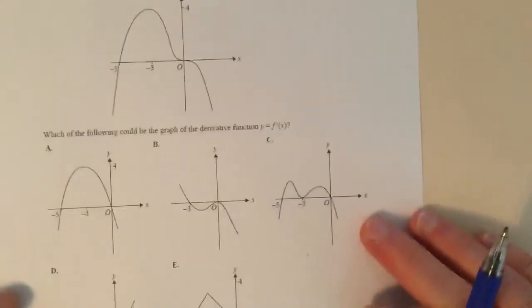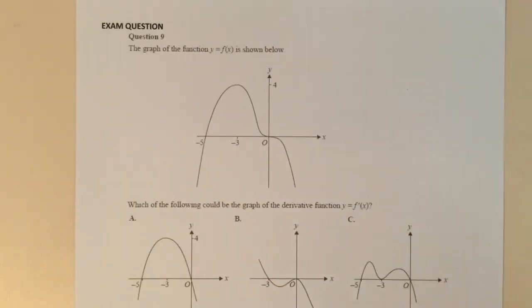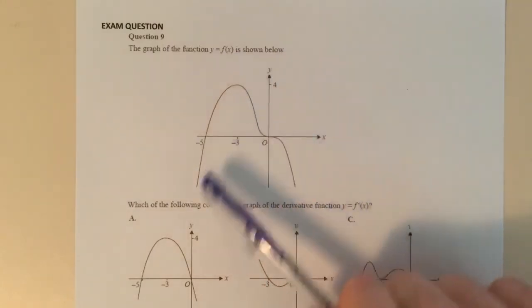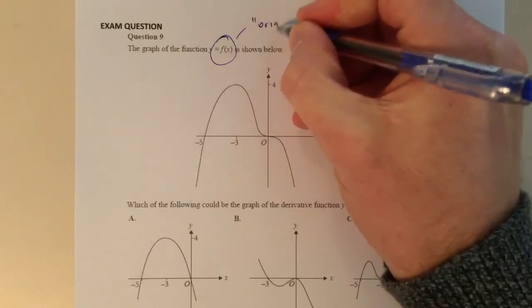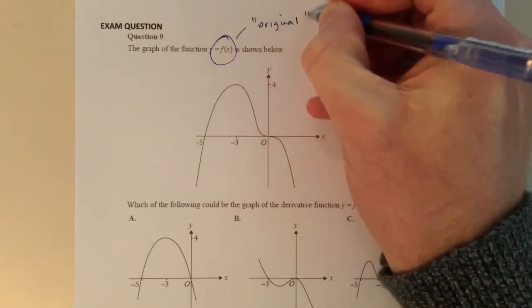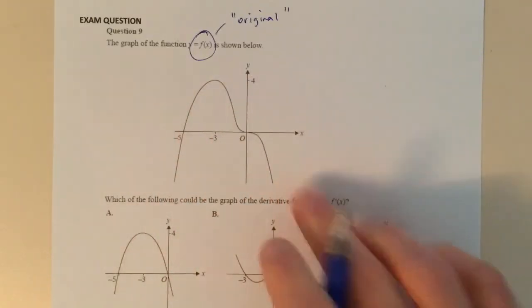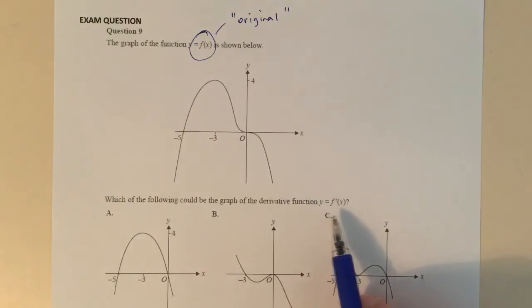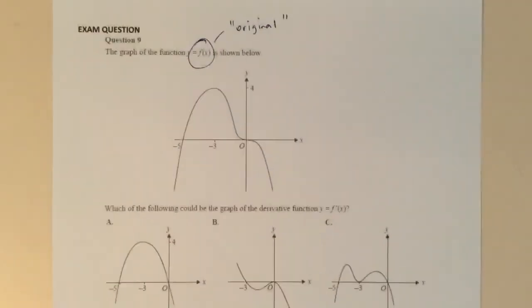Okay, and on that note, let's have a look at a past exam question, and you can see what I'm talking about, although it's hard to get it all in one camera shot. So this question says, the graph of a function y equals f of x is shown below. So this is our original function. It gives us a picture of a graph, doesn't tell us the rule, and it just says, which of the following could be the graph of the derivative function y equals f dash of x? Okay, and we've got 5 options to pick from.